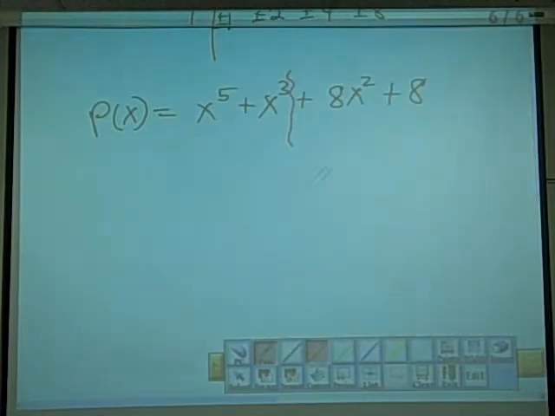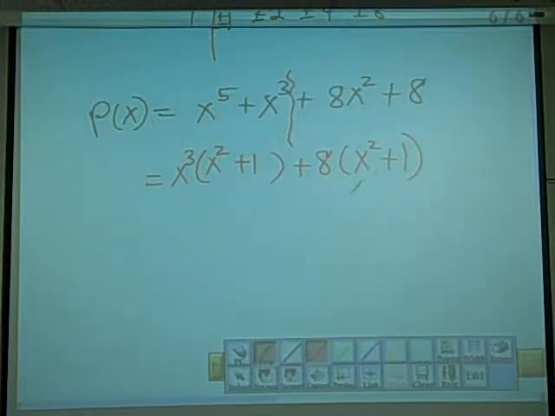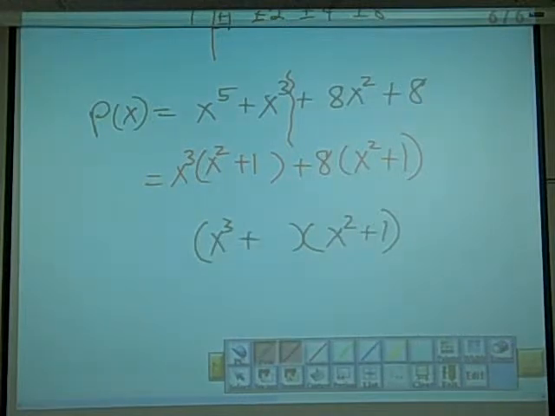So we split it in half, and we see that our greatest common factor is x cubed, right? And so that leaves us with x squared plus 1. Well, if we factor 8 out of the right side, we also get x squared plus 1. So from this, we factor out the x squared plus 1, and that leaves us with x cubed plus 8.